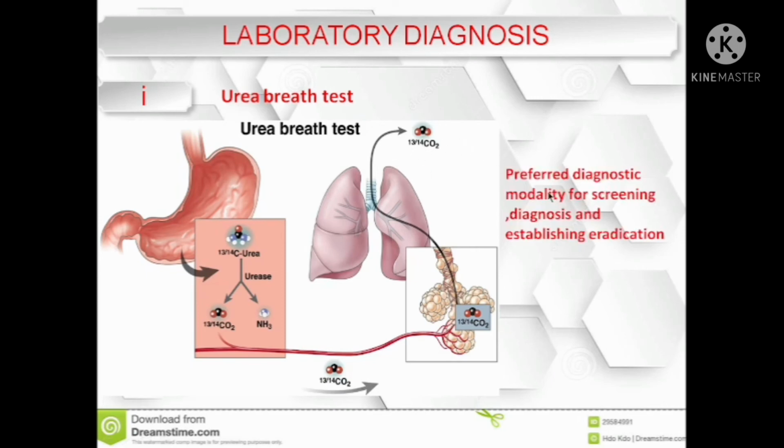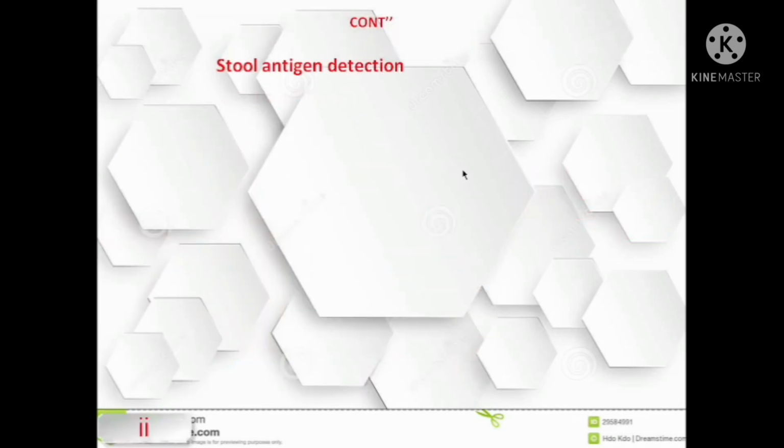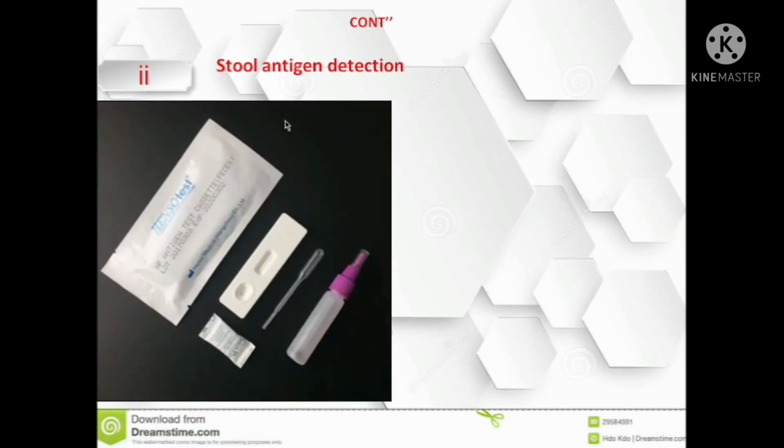So it is the preferred diagnostic modality for screening, diagnosis, and establishing eradication. This is the preferred one. Some antigen detection tests can detect H. pylori antigen too, but this one is not that specific. So we have the test strips, the cassette for the H. pylori test. You can also detect the H. pylori antigen. These antigens can be measured by immunoassay.